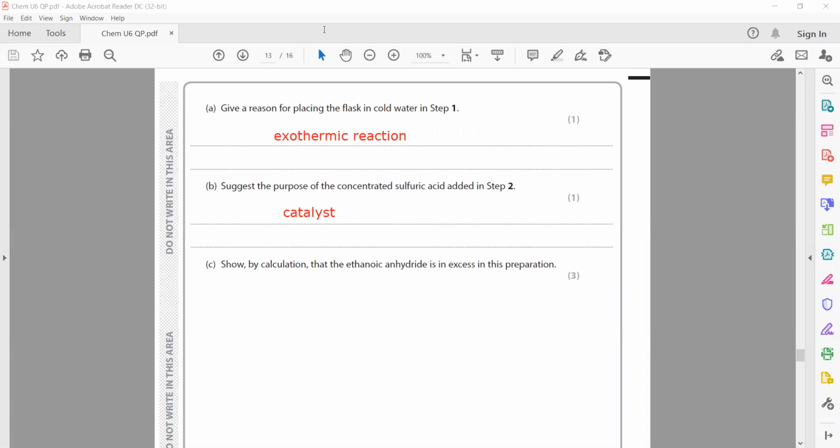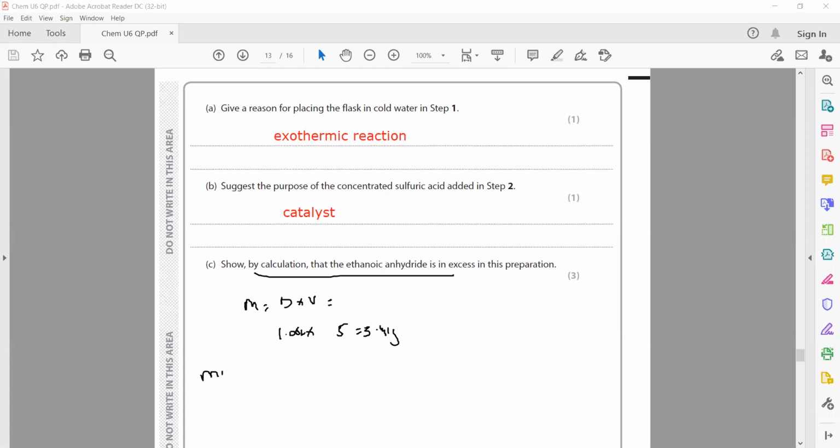By calculation, show that ethanoic acid anhydride is in excess. So we have the density to show that it is in excess, or more than enough. So we have 5 cm cube of ethanoic acid anhydride. We'll find the mass. So mass is equal to density times volume. The density is 1.082 and the volume is given as 5. So we multiply, and we get 5.41. That is the mass of ethanoic acid anhydride.